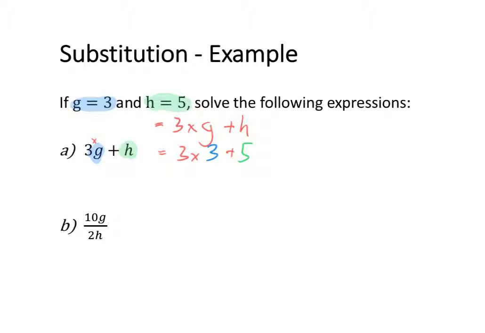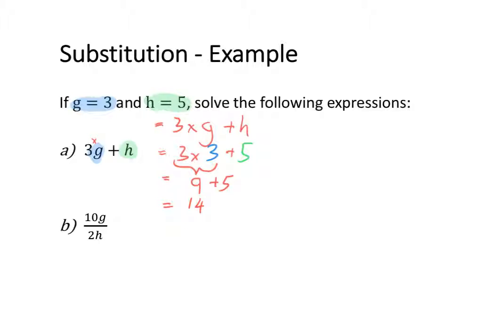Now I can go ahead and solve using my normal BIDMAS method. First I'm going to do 3 times 3, which is going to equal 9. So 9 plus 5 is going to equal 14. So 3g plus h, when g is equal to 3 and h is equal to 5, will give me an answer of 14. Having a look at b, I want to find the value of 10g divided by 2h.